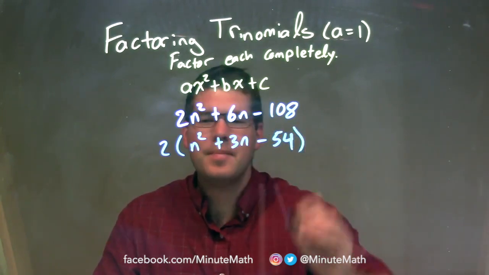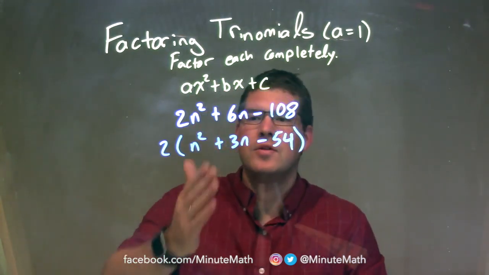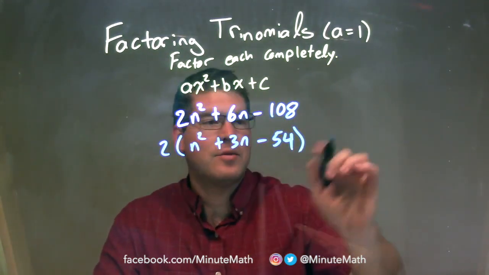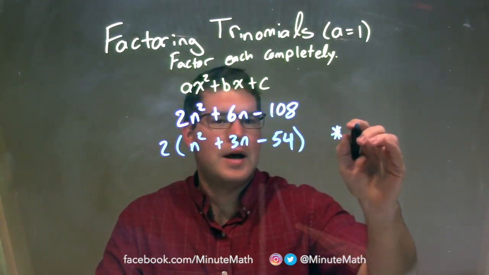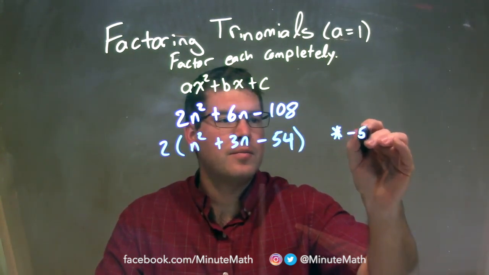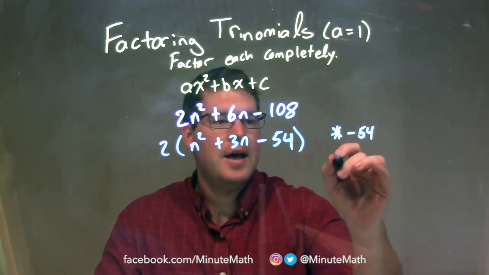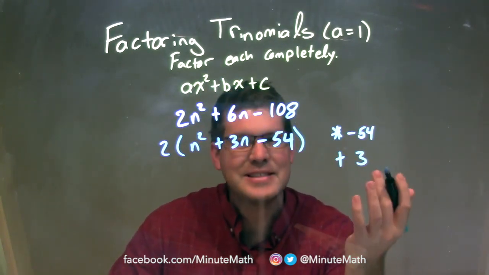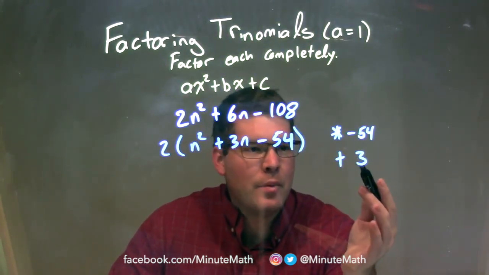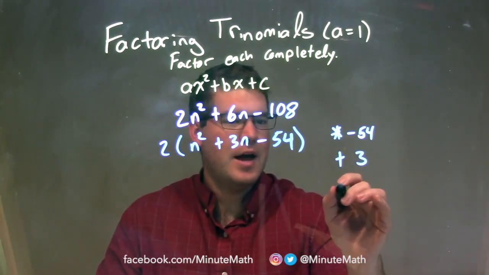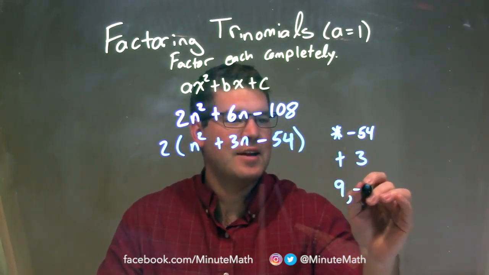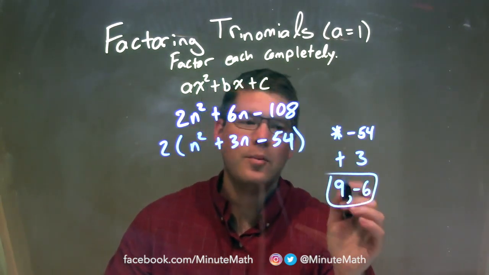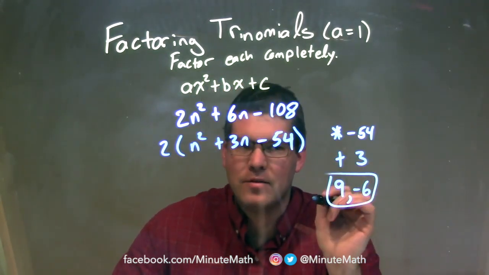Okay, so now I can imagine a 2 just on the outside, and I can ask the question: what two numbers multiply to be a negative 54, that's our c value here, and add to be our b value, which is 3? Well, for 54, I'm thinking 6 and 9, and one's going to be negative, since we want a positive 3. So if we have a positive 9 and a negative 6, 9 times negative 6 is a negative 54, but 9 plus a negative 6 is a positive 3.